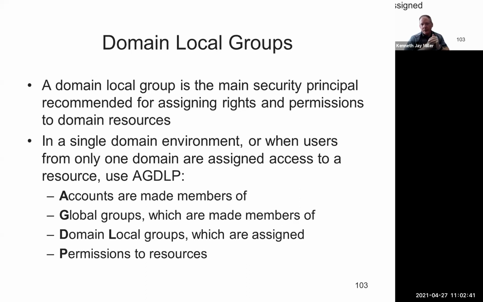So in a single domain, or when users from only one domain are assigned access to the resource, use AGDLP. So the accounts are made members of global groups, which are made members of domain local groups, which are assigned permissions. So accounts are put into a global group, which is put into a domain local group, and then your permissions are assigned to a domain local group. So just remember AGDLP. And you can come up with a mnemonic for that if you want.